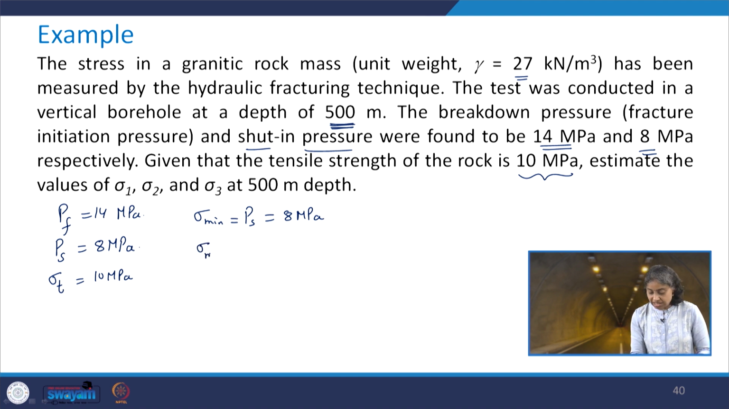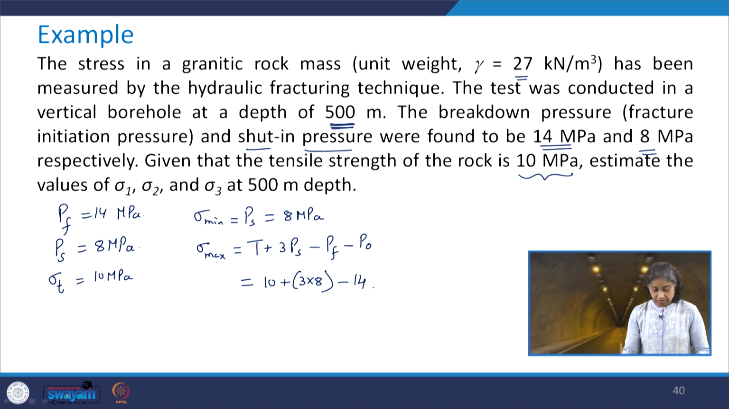And in this case your sigma maximum is going to be for the first cycle. So, this is T plus 3 PS minus PF minus P naught. So, this is going to be 10 plus 3 into 8 minus 14, which is equal to 20 MPa.